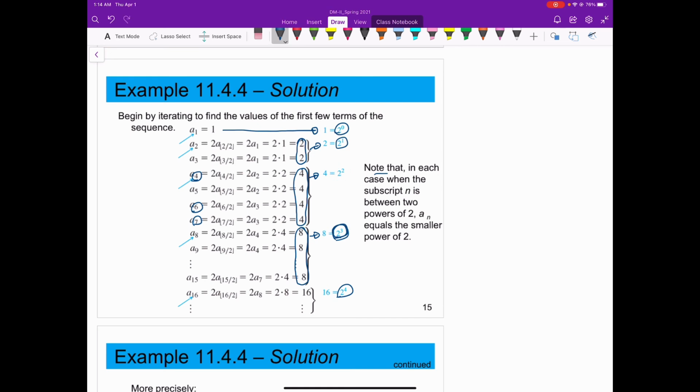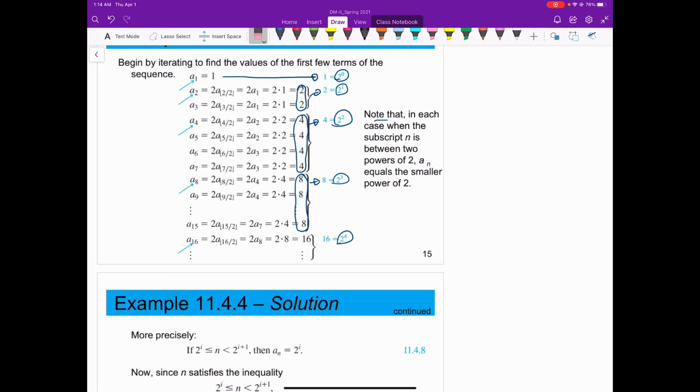Let me explain that again. Now let's go to the next block. Here n is 9, which is in this block, between 2 to the power 3 and 2 to the power 4. But the corresponding value, which is 8, is actually 2 to the power 3. That's what's given here. There's a nice pattern which I just explained.